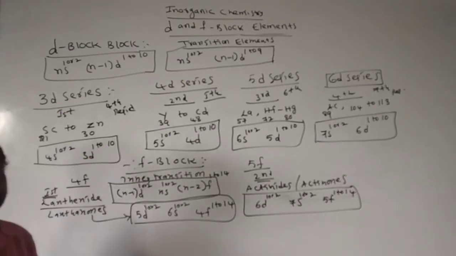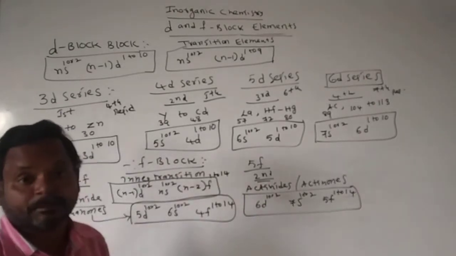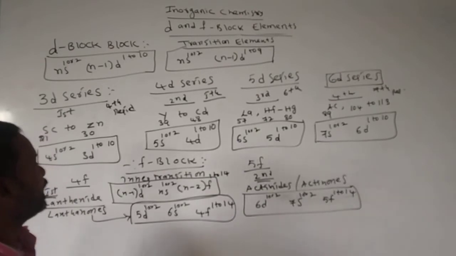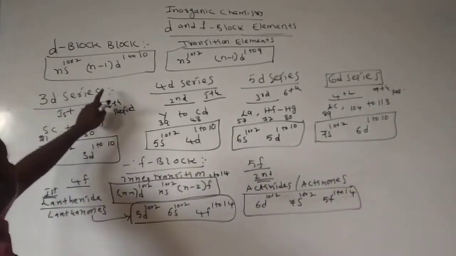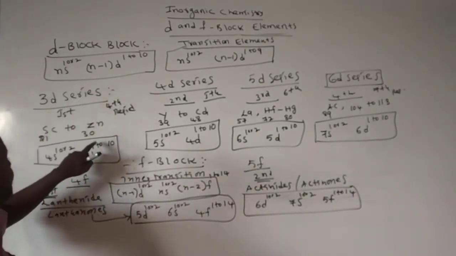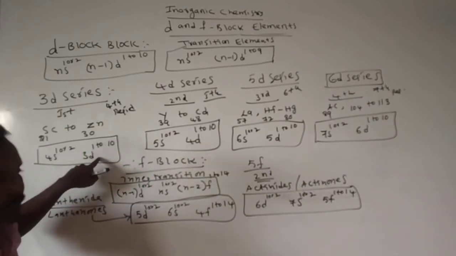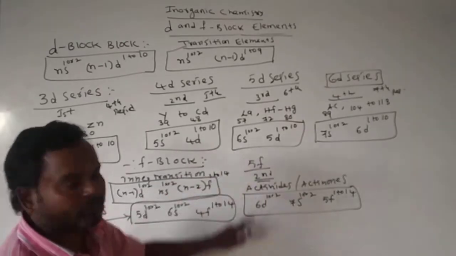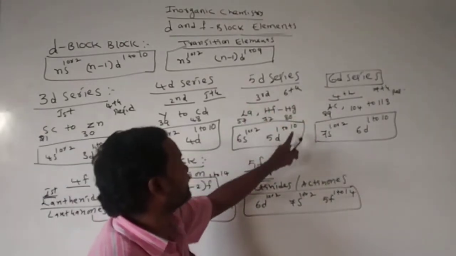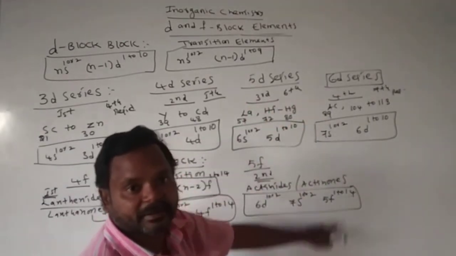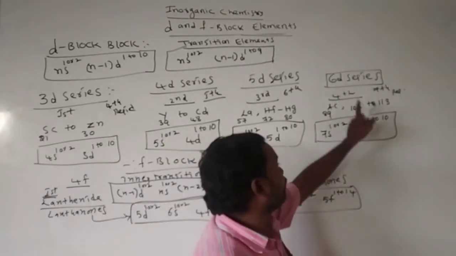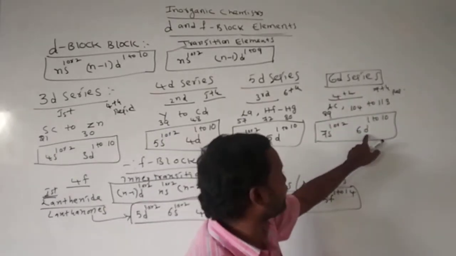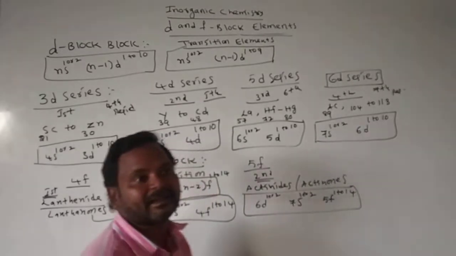These are arranged in between the S and P block elements in the periodic table. Why is it called the D series? The differentiating electron is present in a D orbital. Why is it called the 4D series? The differentiating electron is present in a 4D orbital. Why 5D series? The differentiating electron is present in a 5D orbital. Why 6D series? The differentiating electron is present in a 6D orbital.